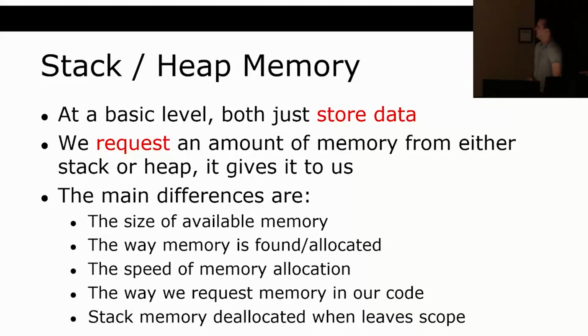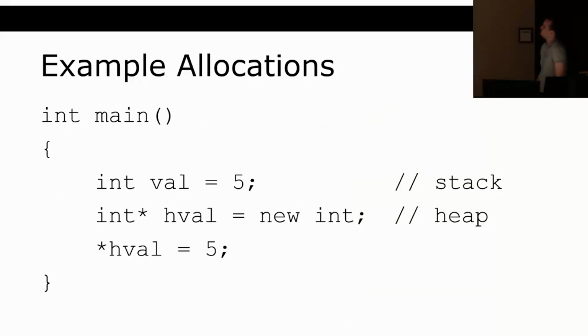And stack memory is deallocated when it leaves scope. So if you have some code scope that's determined by your curly braces, as soon as those curly braces end, anything that you have allocated on the stack within those curly braces is going to be deallocated at the end of those curly braces. So here's some example allocations.